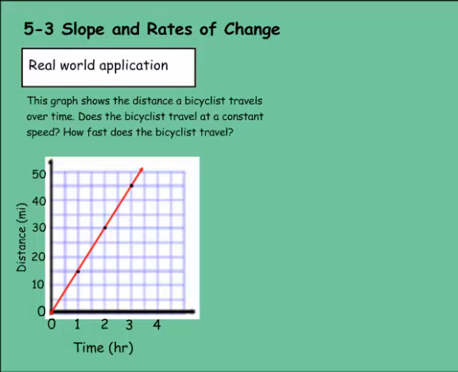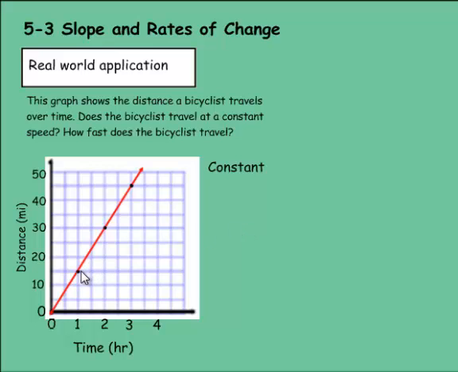Let's do a real-world application then. It says this graph shows the distance a bicycle travels over time. So here's the distance for the dependent variable. The time is the independent variable. Does the bicyclist travel at a constant speed? And then if so, how fast does the bicyclist travel? We see that this line is very straight, which means the bicyclist, yes, is traveling at a constant speed. But then we could do rise over run to find out his rate or his slope.